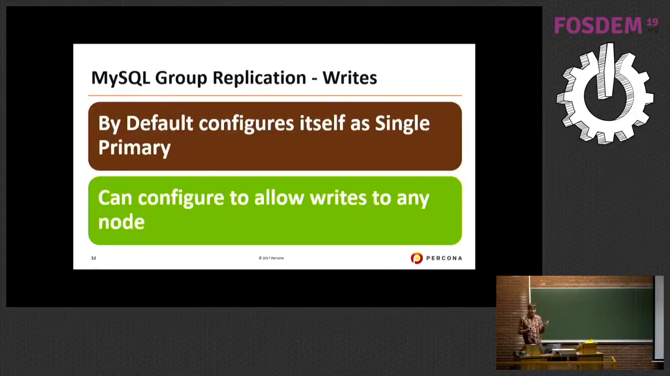As I mentioned, for writes, group replication configures a single primary by default. You can also configure it in a multi-primary setup, but it's not recommended because there are some features which don't quite work with it yet.